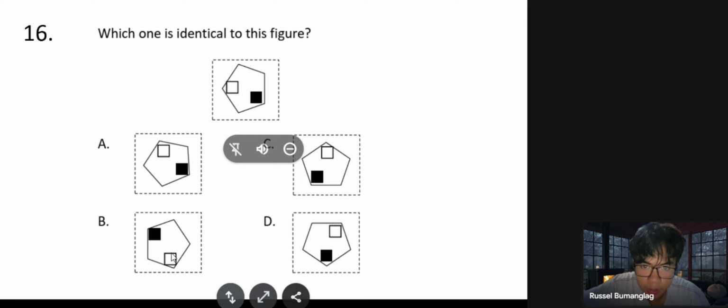And for letter B, the black cube is way too close and it's not identical to this, so it's wrong. And this one too, the black cube is way too in the middle, and that's not identical to this. And this one in letter A, it's also wrong because it's too close to one of the sides. So that's why A, B, and D are wrong.